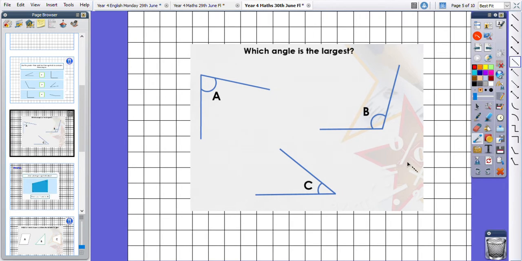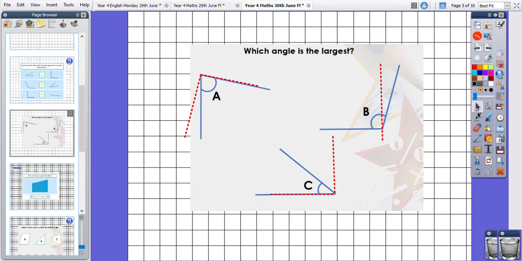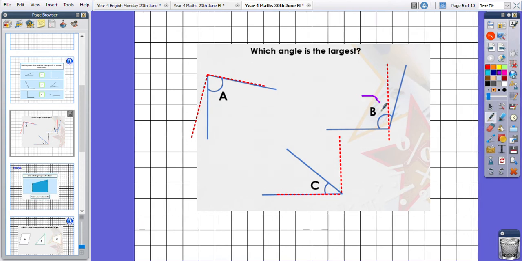Okay, so I can identify straight away that this angle, so angle B, is the largest because it is the only obtuse angle on this page. This angle here is acute because it's less than 90 degrees, and this angle here is acute because it is less than 90 degrees. So B is the largest angle.